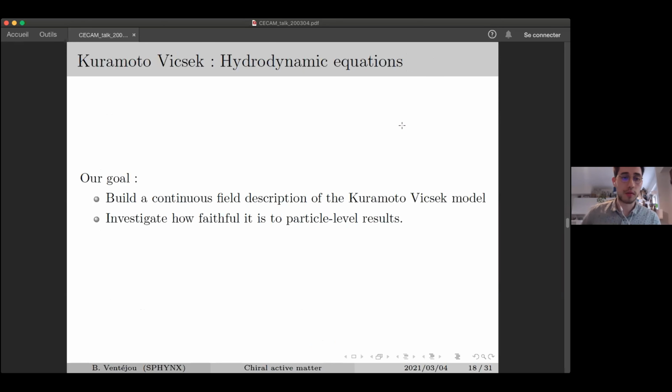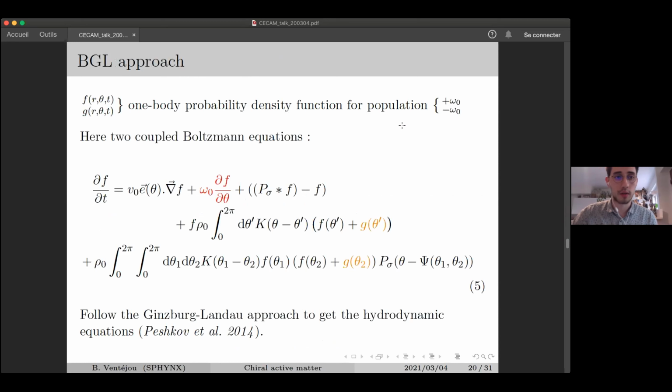So we have seen that we get a consistent result between the bimodal distribution and Gaussian distribution. So now let's try to build a continuous field description for the Kuramoto model and investigate how it fits the particle level results. So we will do the derivation of the hydrodynamic equation. First, let me denote by F the one-body probability density function for the population with plus omega 0 chirality, and by G the one-body probability density function for the population with minus omega 0 chirality.